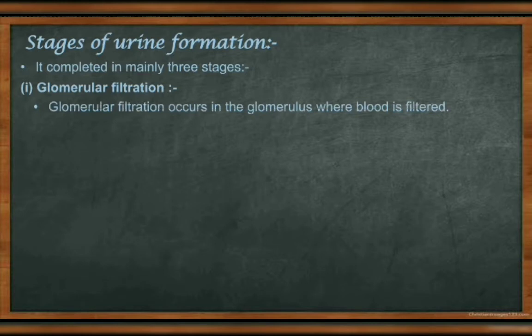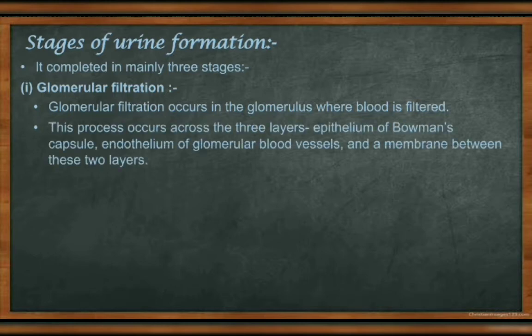Okay, glomerulus filtration occurs in the glomerulus where blood is filtered. This process occurs across 3 layers, that is the epithelium of Bowman's capsule, the endothelium of glomerulus vasculature, and a membrane of 2 layers. Okay, basically you have to learn about all the components when transferred from the glomerulus capsule to the Bowman's capsule, that is called glomerulus filtrate, and this process is called glomerulus filtration.